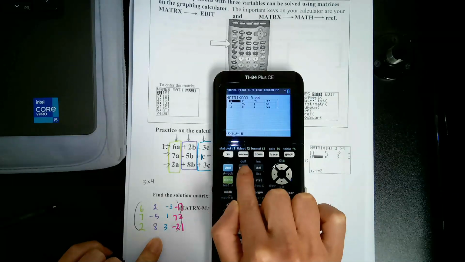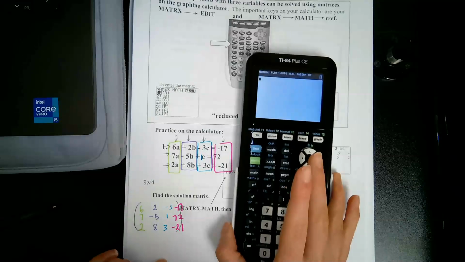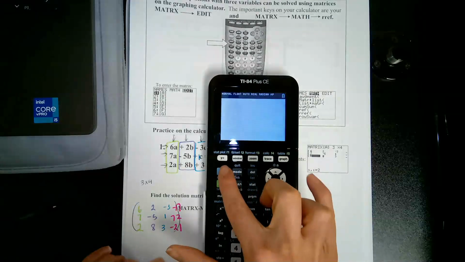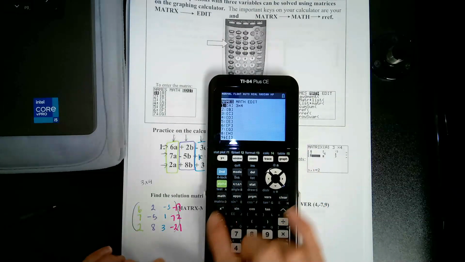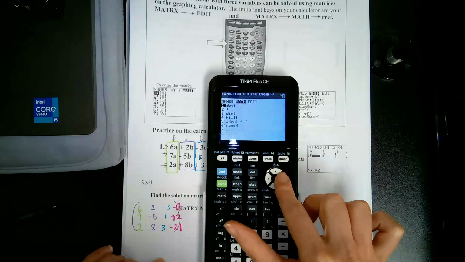Once you have your matrix in, you need to quit. So second, quit. You need to get out of this matrix, otherwise you're going to keep typing into the matrix, and that'll mess it up. So then you go back to the matrix home screen, second matrix, and now we can see it's stored right here. And so we're ready to go to math.